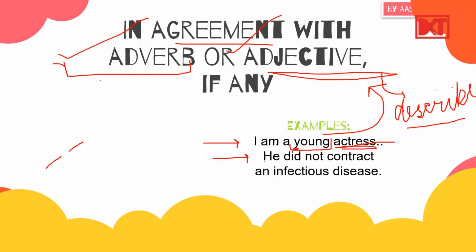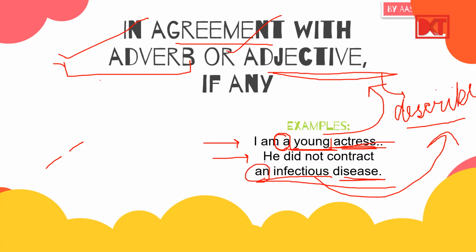So when we have an adverb or an adjective, we will look at the sound of that adverb or adjective that comes before the noun, not of the noun itself. Alright? Similarly, in the second example, we have an infectious disease. Now here, the adjective is infectious because it is describing what? It is describing the disease. Here also we will be using the article an. Why? Because infectious starts with a vowel sound.